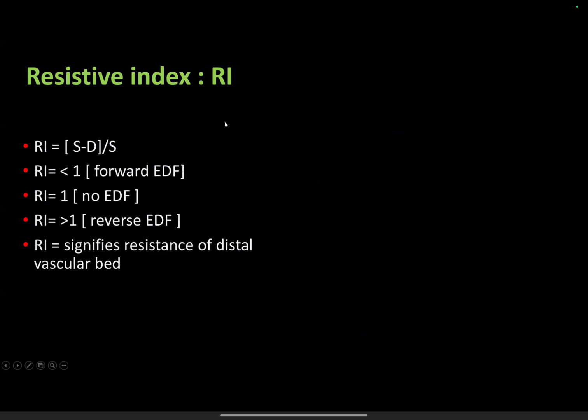Now resistive index is again a very important criterion for quantification of the flow and to see the quality of the flow. So resistive index is systolic peak minus diastolic peak divided by systolic peak. So if the RI is less than 1, there is continuous forward flow, low resistance flow. When the RI is 1, there is no diastolic flow. RI is more means there is high resistance, and there is reverse diastolic flow. So RI signifies resistance of the distal vascular bed.